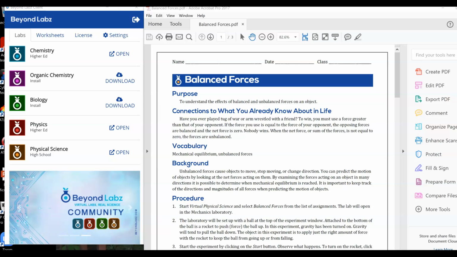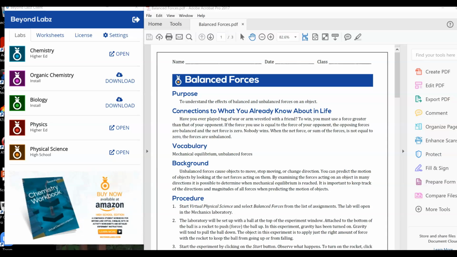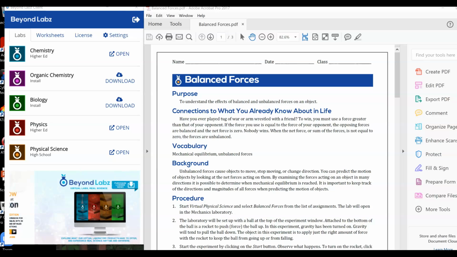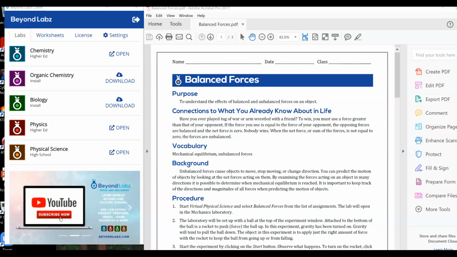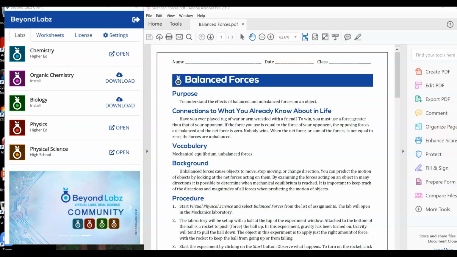Every object remains at rest or in its state of uniform straight line motion unless acted upon by an unbalanced force. Every object has what we call inertia, which is a tendency to resist a change in motion.